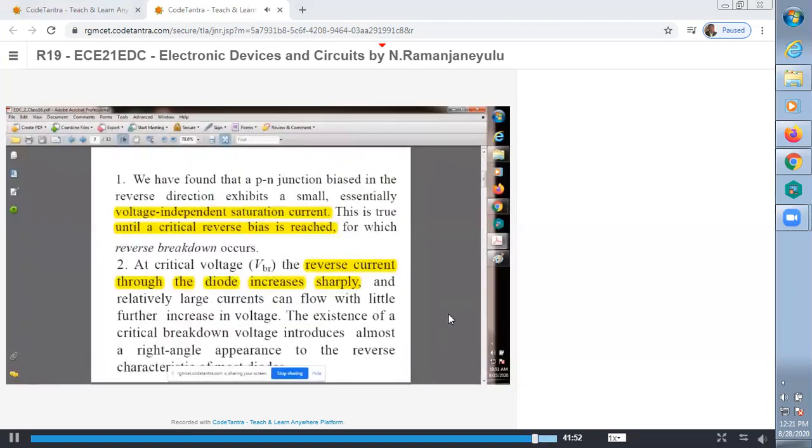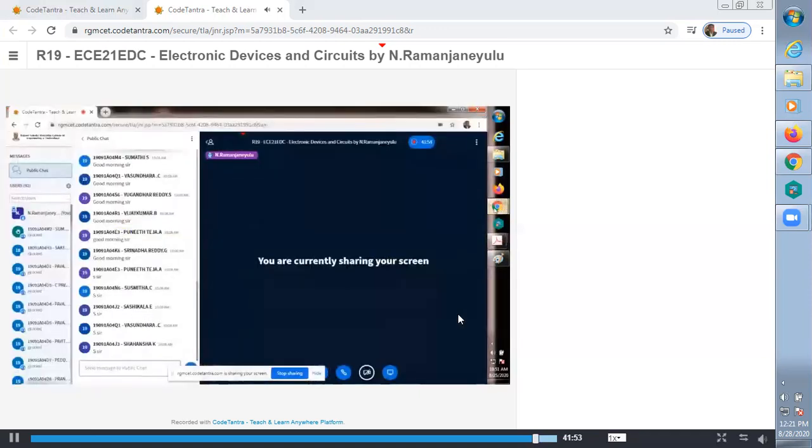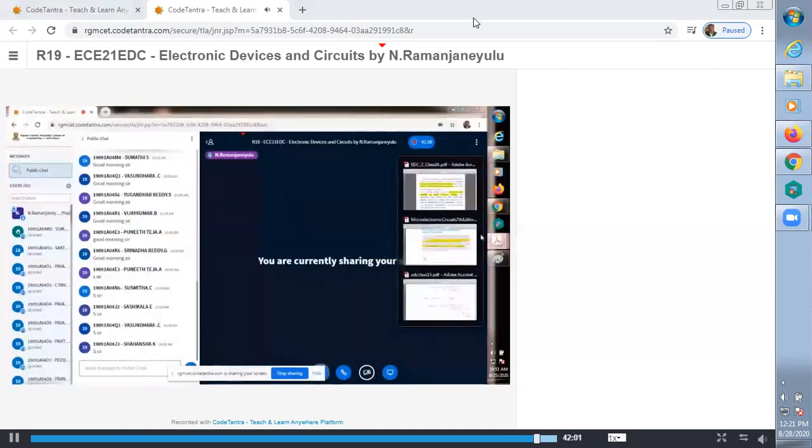That is about the Zener mechanism. Now, in the next class we will discuss the symbol for the Zener diode, and the Zener diode characteristics in detail.